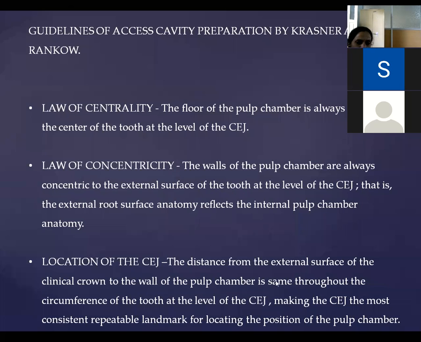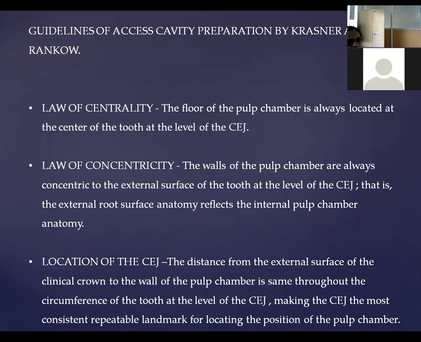Okay. Location of the CEJ. The distance between the walls of the pulp chamber and the external surface of the tooth is equal from all sides at the level of the CEJ. It means the pulp chamber is exactly centrally located at the level of the CEJ. This is the law of centrality.